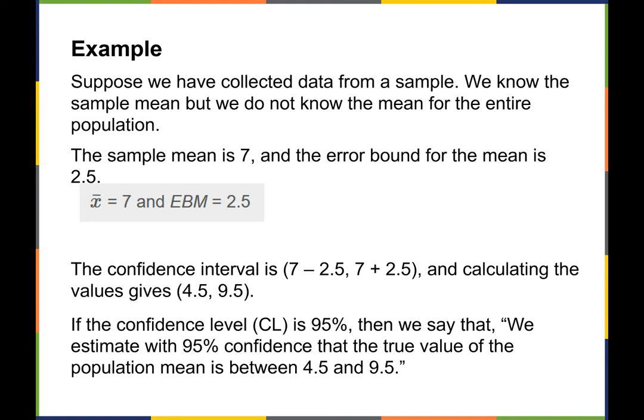Let's say in this example, we're given the sample mean is 7 and the error bound for the mean is 2.5. That means my confidence interval is going to be my mean minus my error bound. So 7 minus 2.5, which is 4.5. And my upper level of my confidence interval is 7 plus 2.5, which is 9.5. So if you're given the error bound and the mean, you can calculate the confidence level. We estimate with 95% confidence that the true value of the population mean is between 4.5 and 9.5.